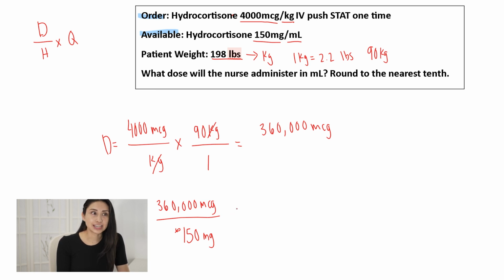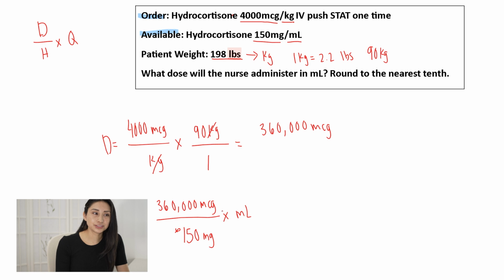And what quantity does that come in? Well, I have to go back to that available section. So my Q, my quantity, is milliliters. That is how much that 150 milligrams comes in. So it comes in milliliters, so it's going to be a liquid.